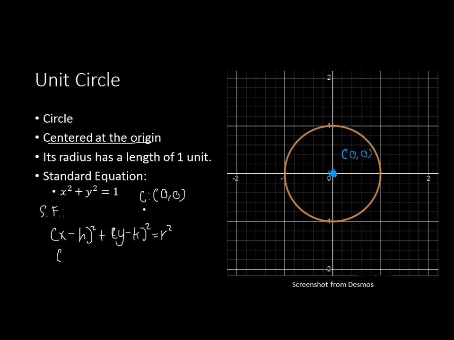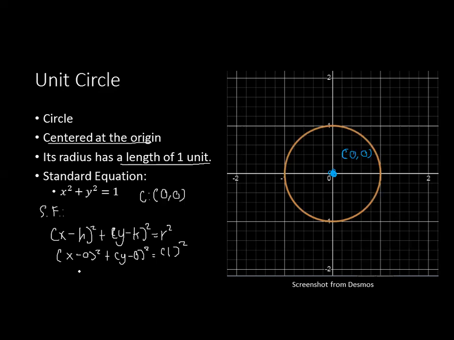So that means if we substitute 0 in here for your h and k, you will have x minus 0 squared plus y minus 0 squared. Then your r, which is your radius, has a length of 1 unit. So that means your r is 1.